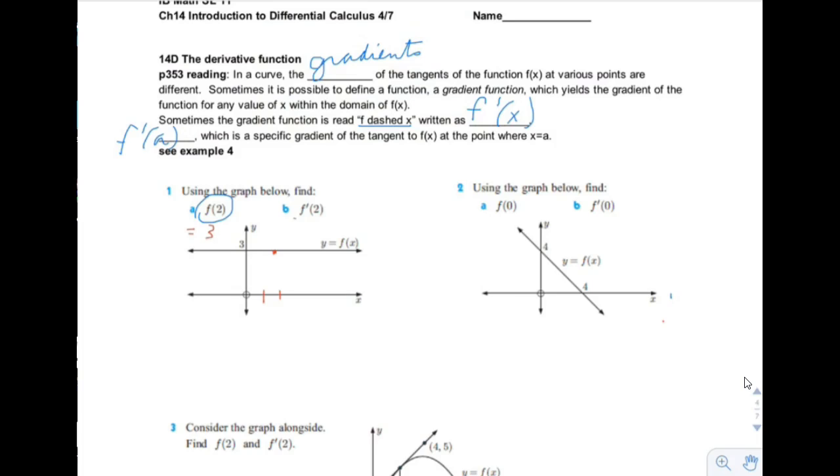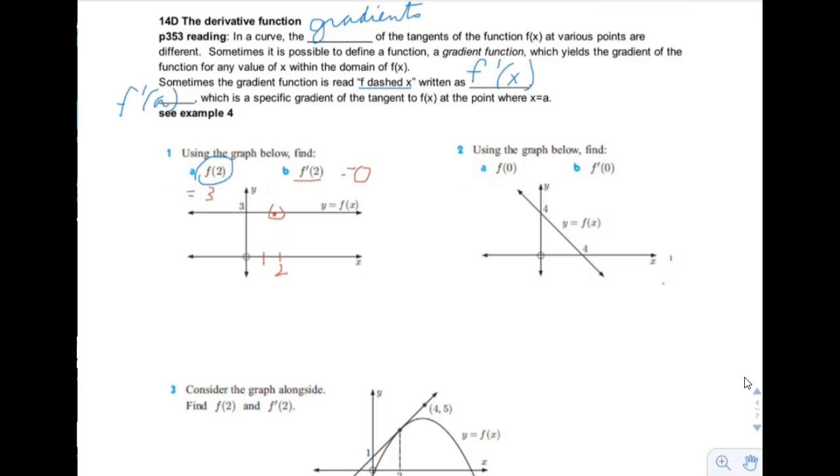What about f prime of 2? F dashed 2 is the slope or the gradient of the function at x equals 2, which is here, right? So what is the slope or gradient here? It's 0 because it's a horizontal line.